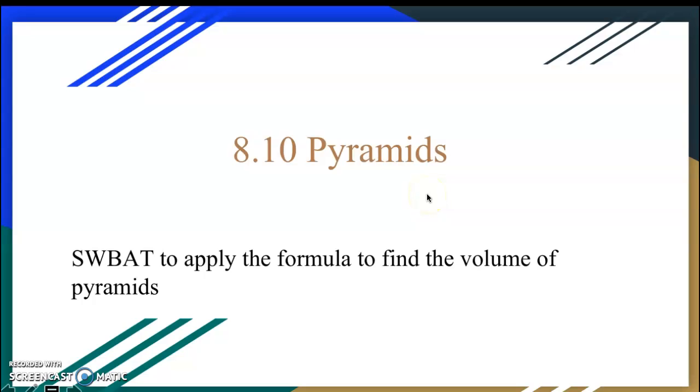Alrighty guys, let's end the week with 8.10 pyramids. Students will be able to apply the formula to find the volume of pyramids. Now this is similar to yesterday with the prism.